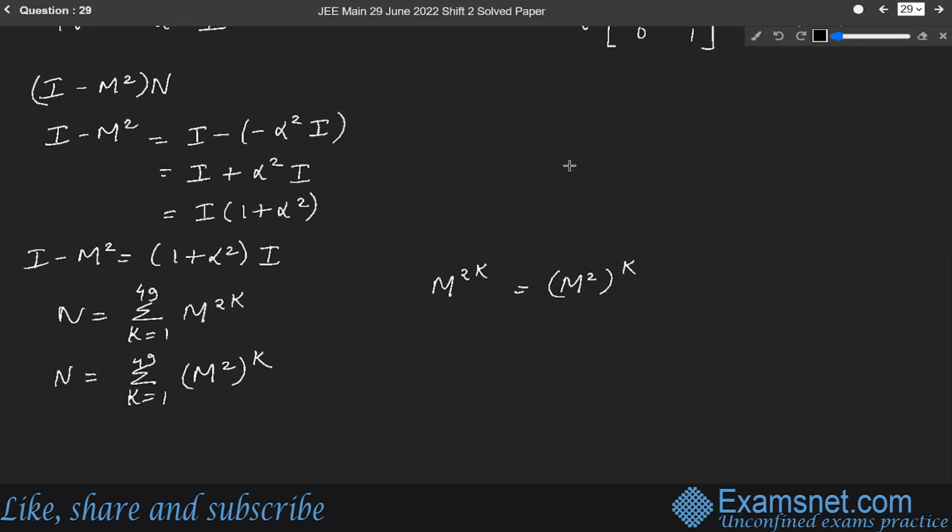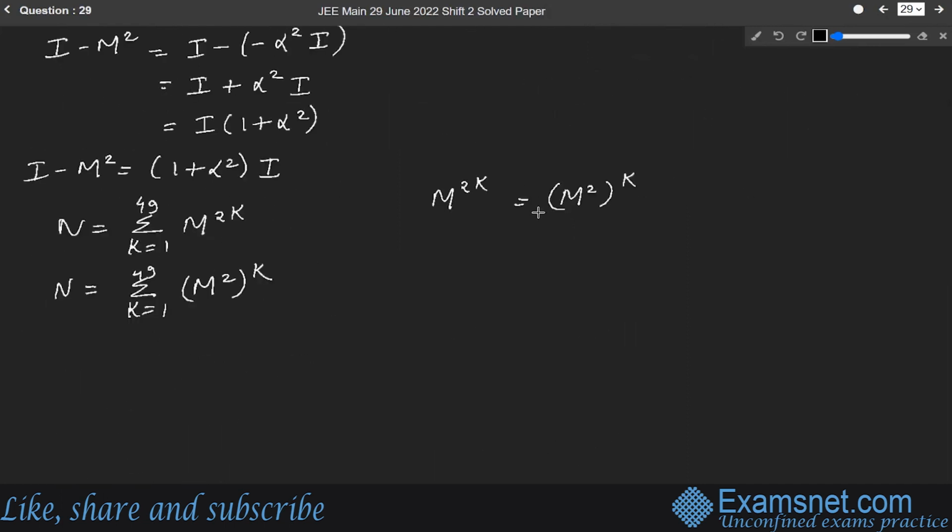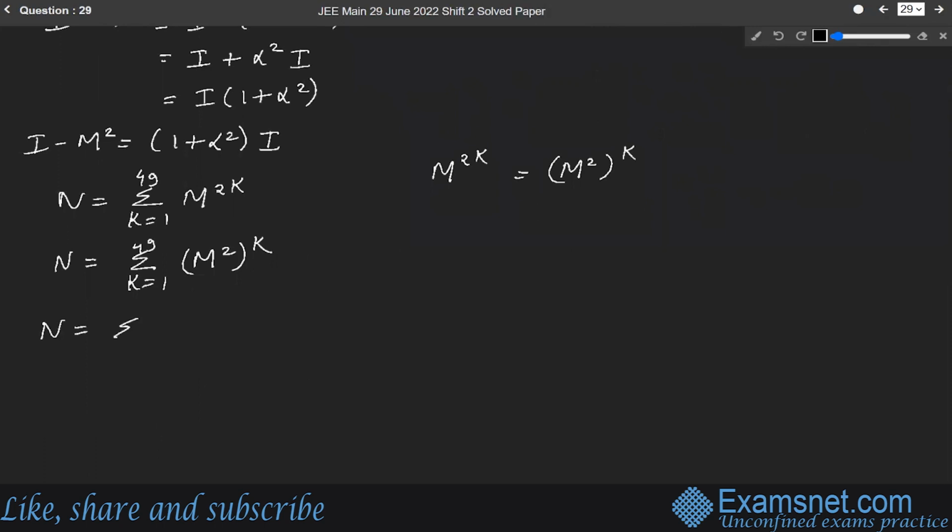Because we have the value for m square. All right. So m square is minus alpha square into I. Okay. Now, if we take the real value here, real value meaning the integral value, I is 1, then m square will be minus alpha square, right? So this will be summation of k equals 1 to 49 of minus alpha square power k.